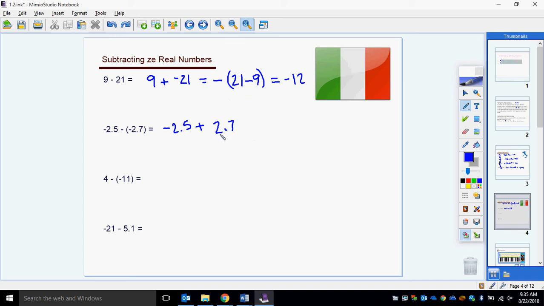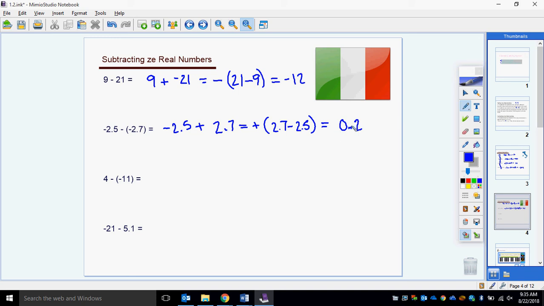I'm adding things with different signs. So again, I want to subtract 2.7 minus 2.5 and keep the sign of the bigger number. 2.7 is the bigger number, so it's a positive 2.7. I keep the positive. And once I subtract these, I get 0.2.